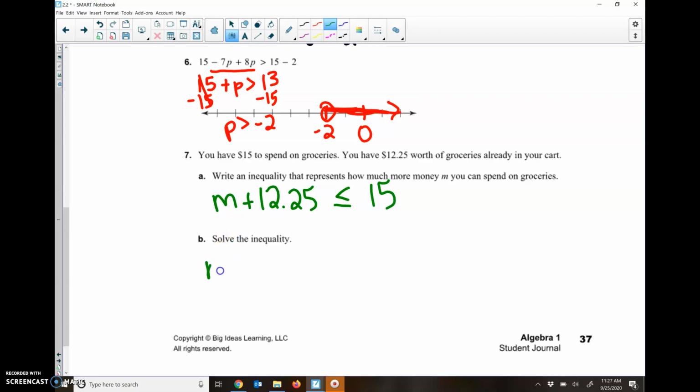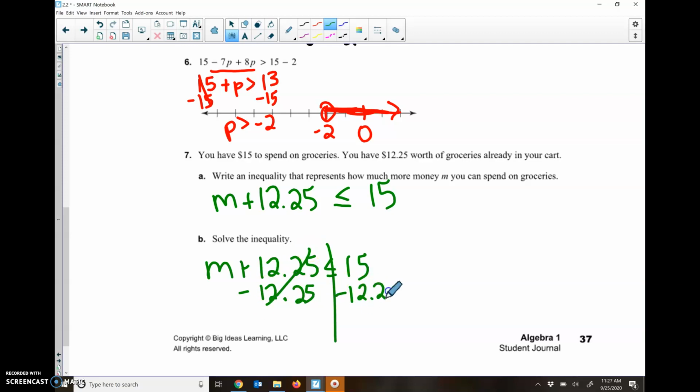And then down here they want us to solve that. I'm going to rewrite it so we can solve it. So it's a plus $12.25. So I'm going to subtract $12.25. So I'm left with M has to be less than or equal to $2.75. So the most I can put is something that costs $2.75 in the cart.